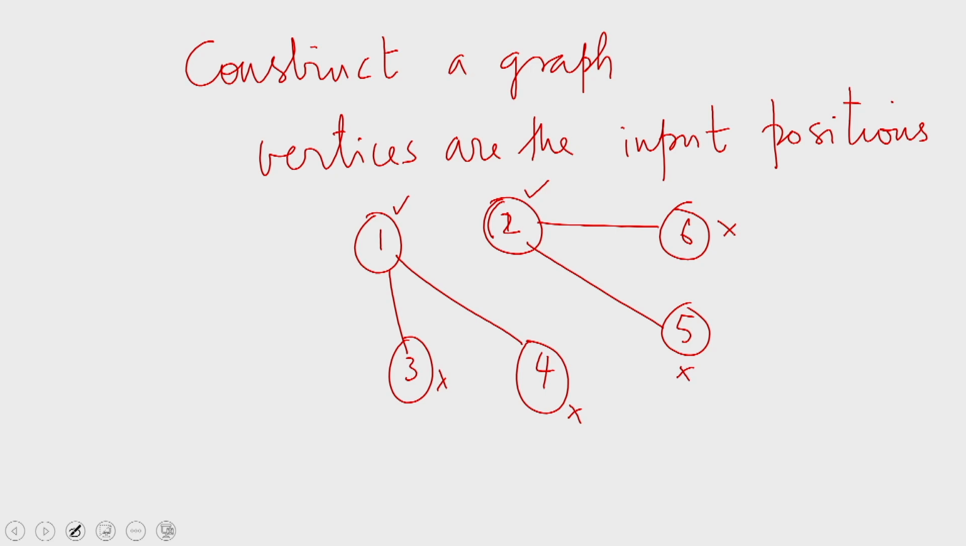So, 3 cannot be added. Similarly, 4 also cannot be added. Therefore, this graph has a maximal independent set. 1, 2 is a maximal independent set of this graph. Of course, there could be multiple maximal independent sets for a given graph.